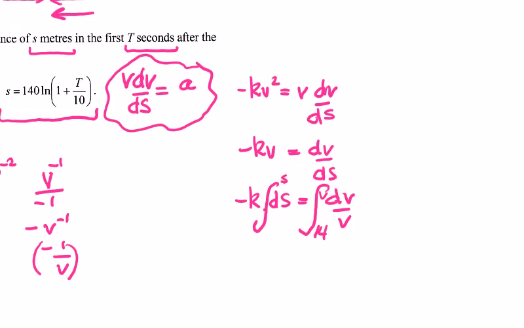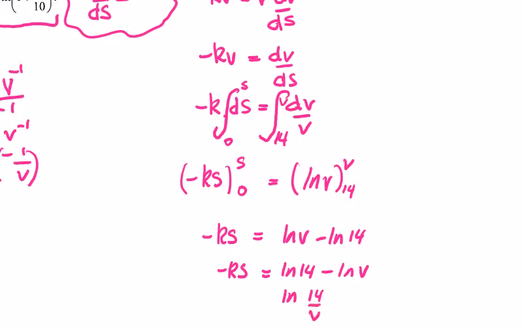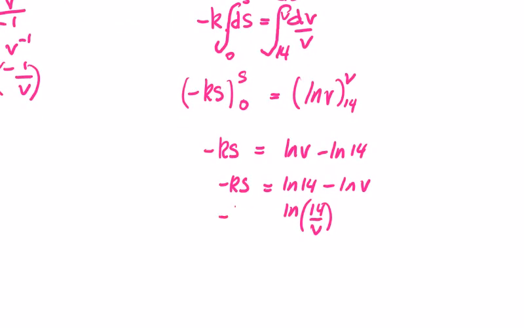And then between S at the start, so we're going to get minus Ks. We could put between S and 0 is equal to the natural log of V between V and 14. So we're going to get minus Ks. Just to change the order of these natural logs, it's going to be the natural log of V minus the natural log of 14. And if we multiply by the minus, we're going to get minus Ks is equal to the natural log of 14 minus the natural log of V, which puts the 14 on the top and the V on the bottom, will be minus K, will be plus Ks.